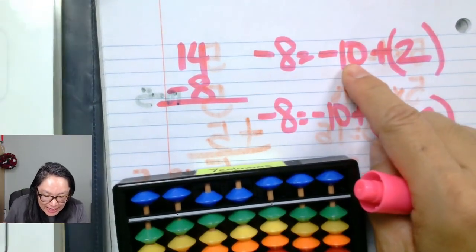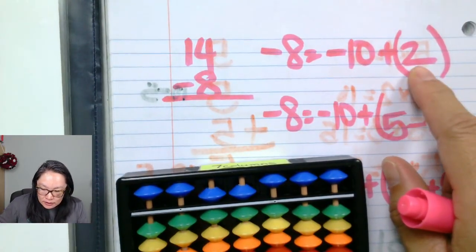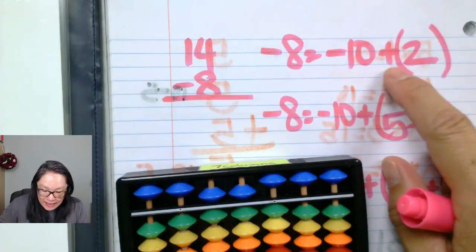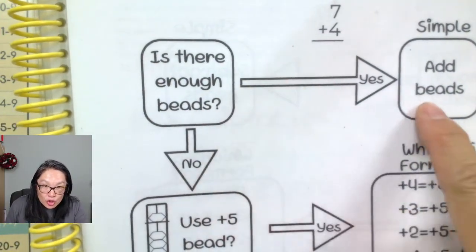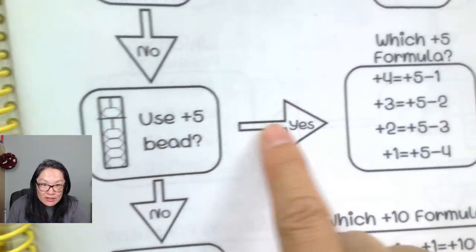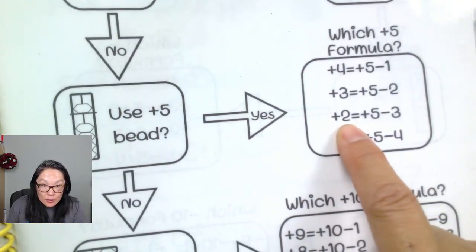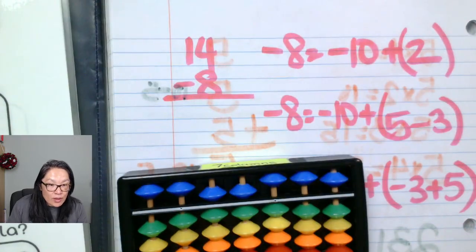Because if we did 10 plus 2. Can you do it? No. Then I got to use this. Plus the 2 is equal to plus the 5 minus 3. Just stories. Hey, welcome back.